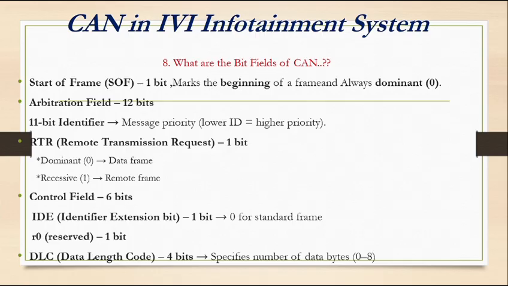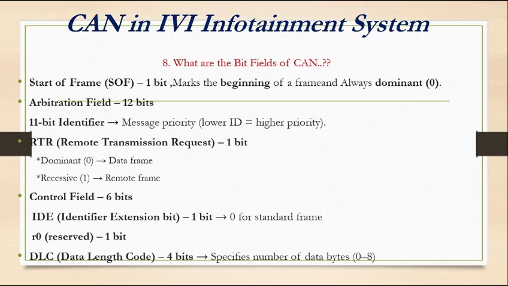Next one is RTR, remote transmission request. It consists of one bit. Dominant is 0 data frame, whereas recessive is 1 remote frame. Next field is control field. It consists of 6 bits. IDE, identifier extension bit, 1 bit. 0 for standard frame. R0 reserved 1 bit.